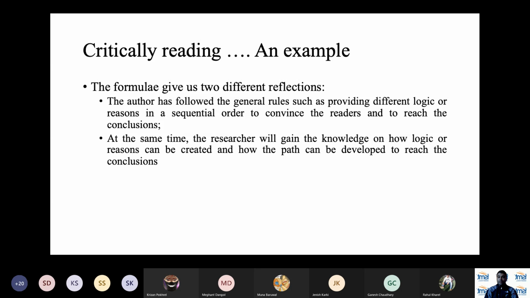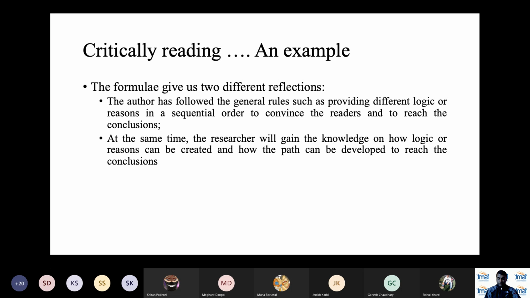The previous formula gives us two different reflections. The general rules, such as providing different logic or reasons in sequential order, convince the reader and reach the conclusion. It is straightforward evidence or logic presented to convince the reader and to reach the conclusion. At the same time, the researcher will gain knowledge on how logic or reasons can be created and how the path can be developed to reach the conclusion.